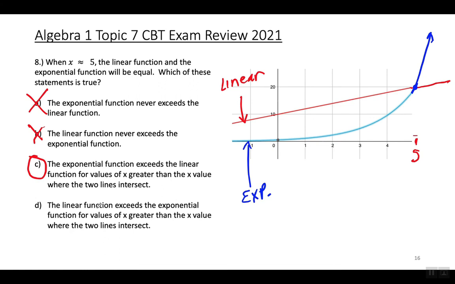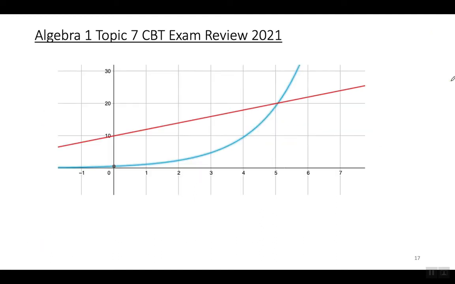Letter D is wrong. It says the linear function exceeds. Letter D is saying that for x values greater than 5, the red line will be higher than the blue line, which is not true. So that one's pretty easy. And look, over here I put the whole thing so you could see. It should be obvious, but again, something like this is on the test. And that's easy. You can't get that wrong. That's too easy.